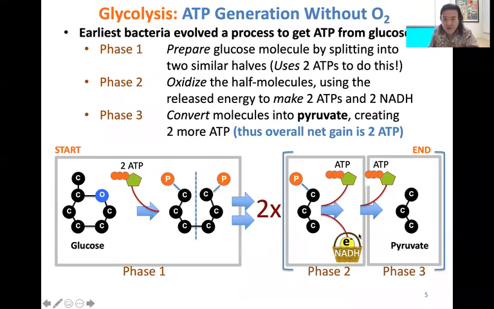So then phase 2 is taking each one of these half molecules, each one of these 3 carbon half molecules, and oxidizing it. So you will have enzymes that then oxidize this half molecule here. And in the process, you're able to take that phosphate group off and make a molecule of ATP, all right? In the process, the enzymes that are involved in doing this, right, they're taking electrons off of this molecule, right? That's the oxidation that's happening here. Those electrons need to go somewhere.